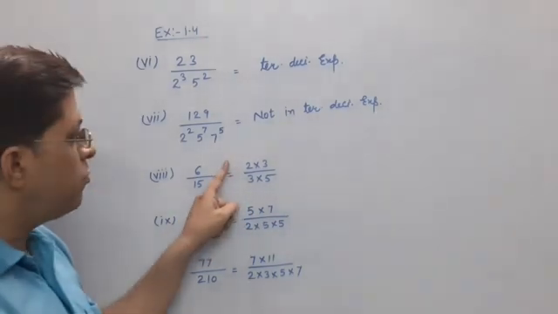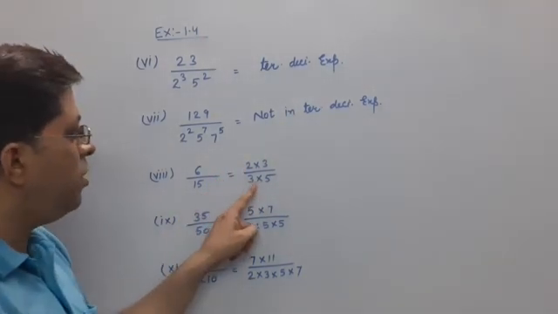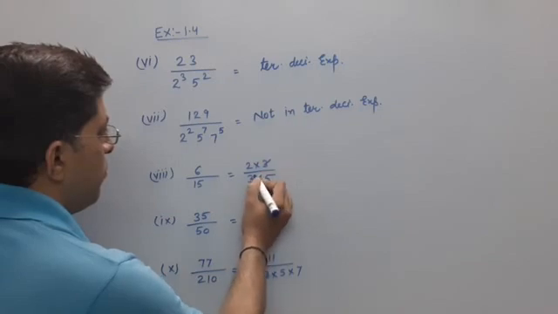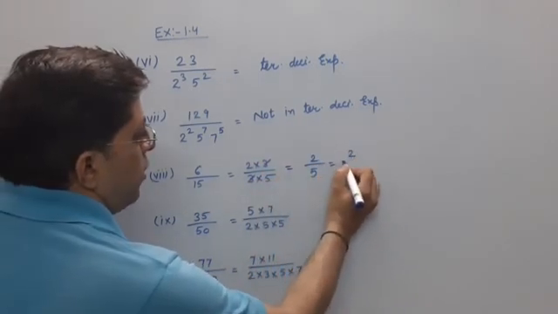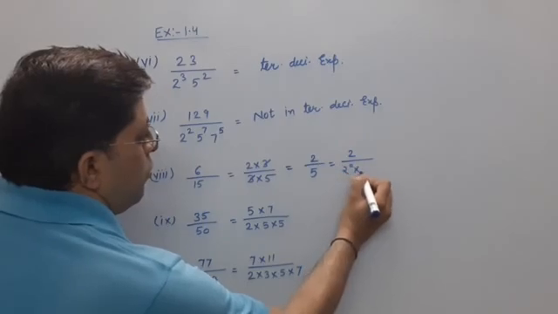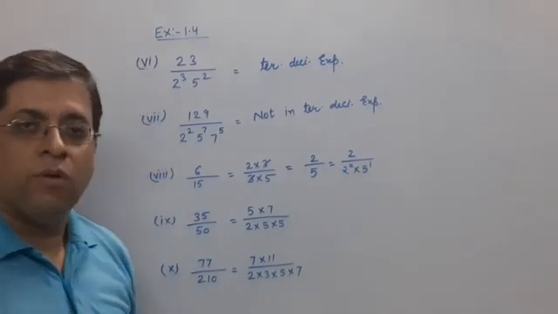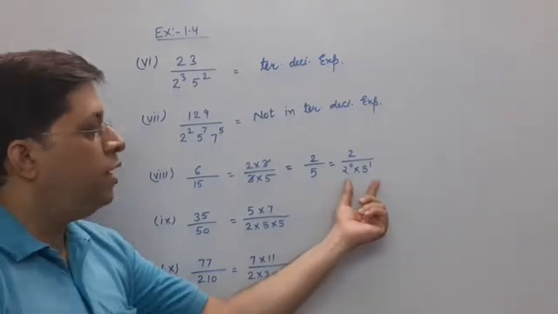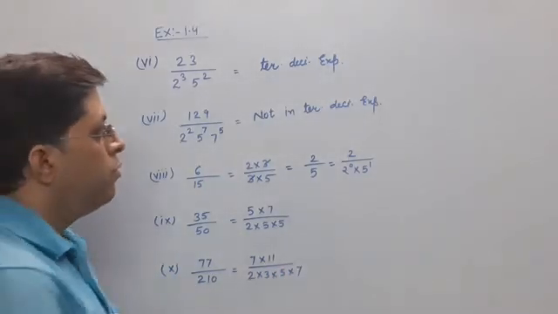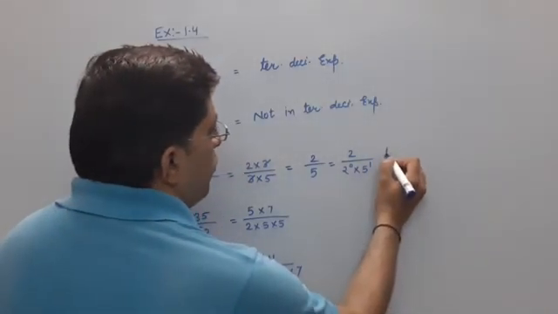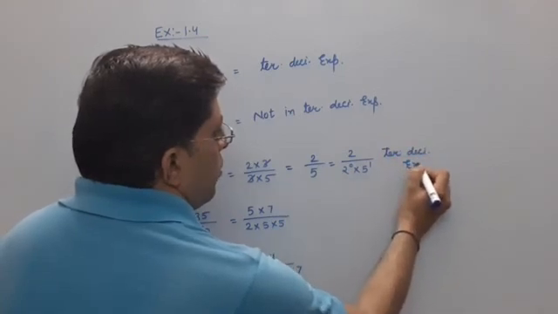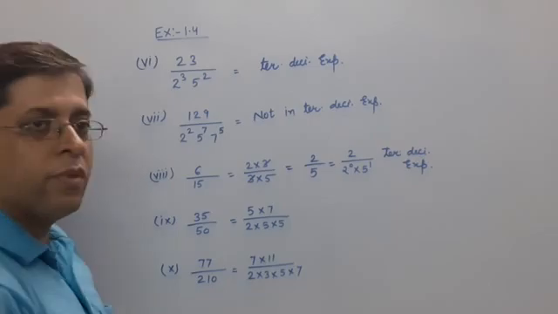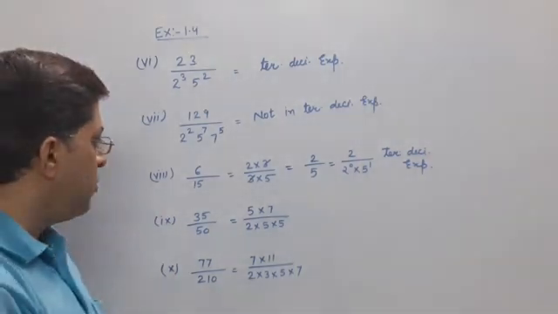Next one is 6 upon 15. Prime factors of 6 are 2 and 3, and of 15 are 3 and 5. Cancelling, it comes to 2 upon 5. Can I write it like this, 2 power 0 into 5 power 1? And then definitely it is a terminating decimal expansion. Come on to the next.